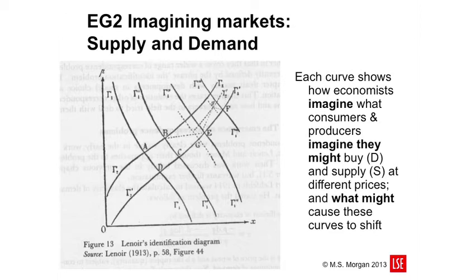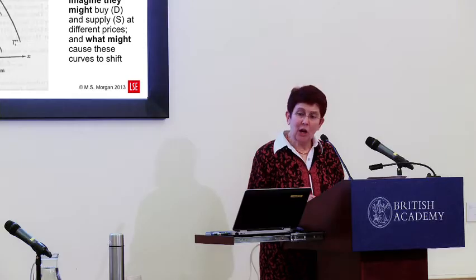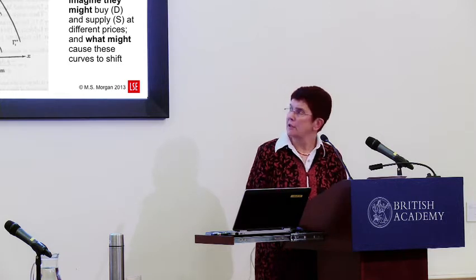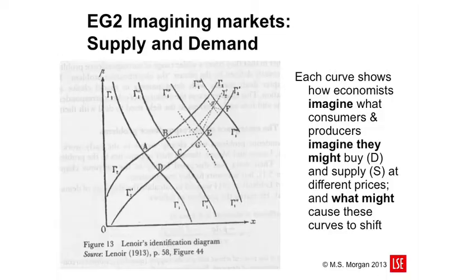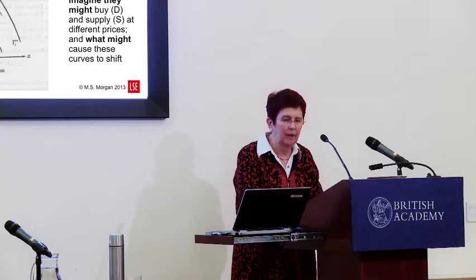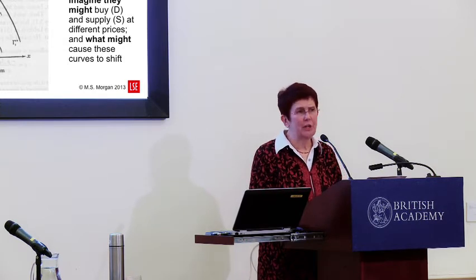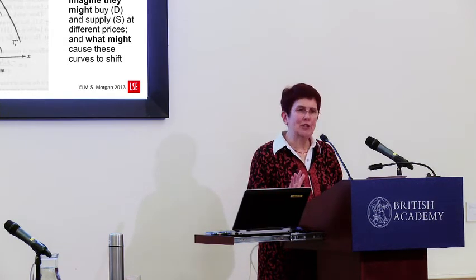This is a very classic model, which I think many people who are not economists will be familiar with: the supply and demand curves, which are upward and downward sloping. The demand curve slopes upwards to the left and the supply curve upwards to the right. Each curve shows how economists imagine or hypothesize what consumers and producers would buy or sell at different prices. Prices are measured on the vertical axis and quantities along the horizontal. And what might, in addition, cause these curves to shift? So there's a double level of imagination going on here.